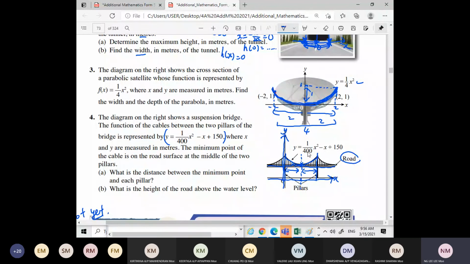Now this is the general form. Again, how do I get the x coordinate of the minimum point? Same question again and again.